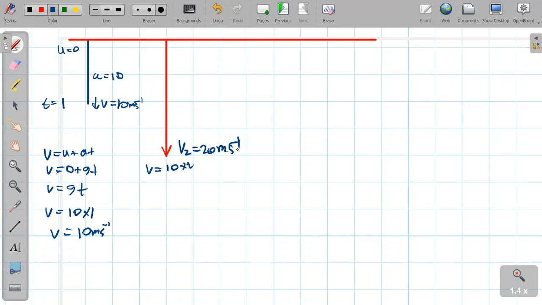Right. You understand this, I put the GT equation directly. I didn't take time because I just applied this equation. V equals GT. So V equals 10 times 2, 20 ms minus 1. That's a simple move.